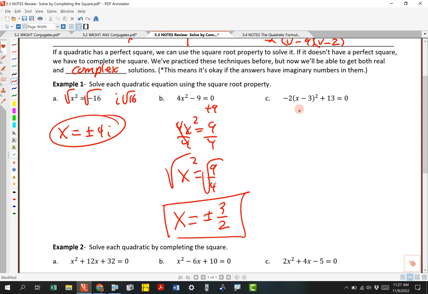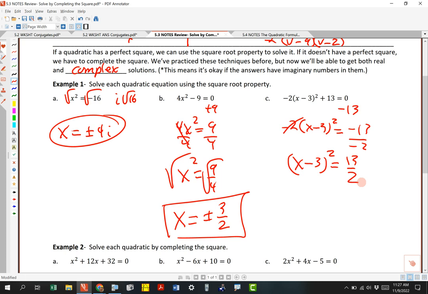Again, the best technique is going to be to isolate that perfect square. So I'm going to subtract 13. So this is going to give me, let's see, negative 2, x minus 3 quantity squared equals negative 13. This doesn't mean I'm going to have the square root of a negative because I haven't got that by itself. So I'm going to get rid of the negative 2 by dividing by negative 2. So here's what I've got. I've got x minus 3 quantity squared. This is a 13/2. Not quite as nice as what we had before.